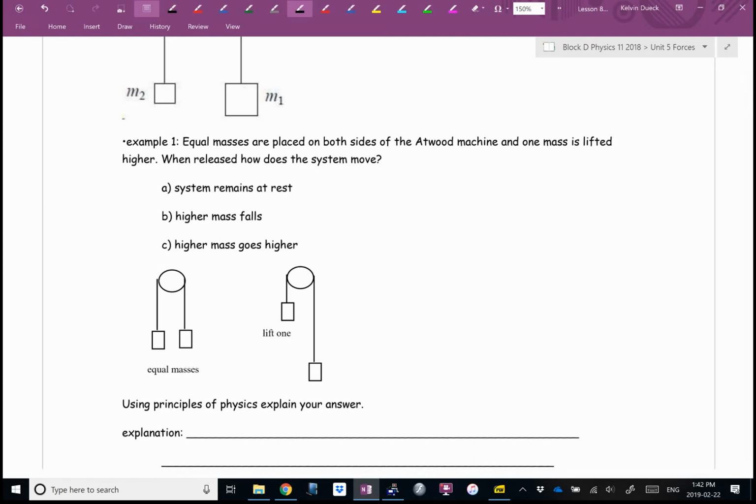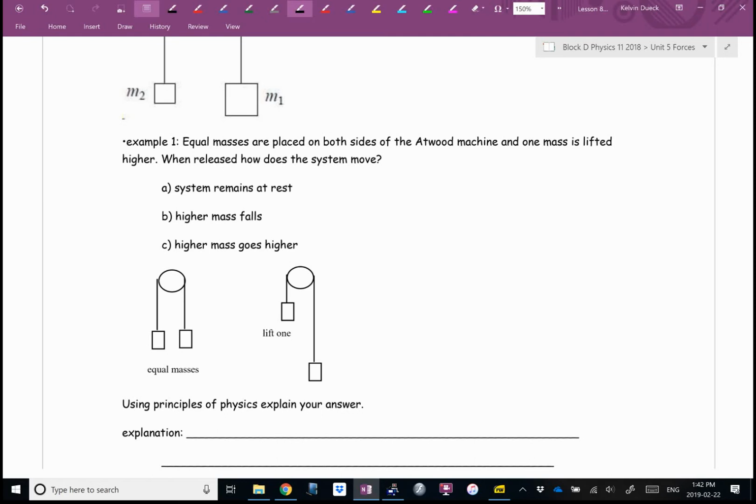Now, there is friction in this pulley, so we have to imagine there's no friction. And then suppose we lift one of the masses higher, this one, like this. When I let go of this higher mass, what happens? A, nothing. B, the higher mass falls down because, gravity. Or C, the higher mass goes higher because this one's closer to the earth and feels more gravity.